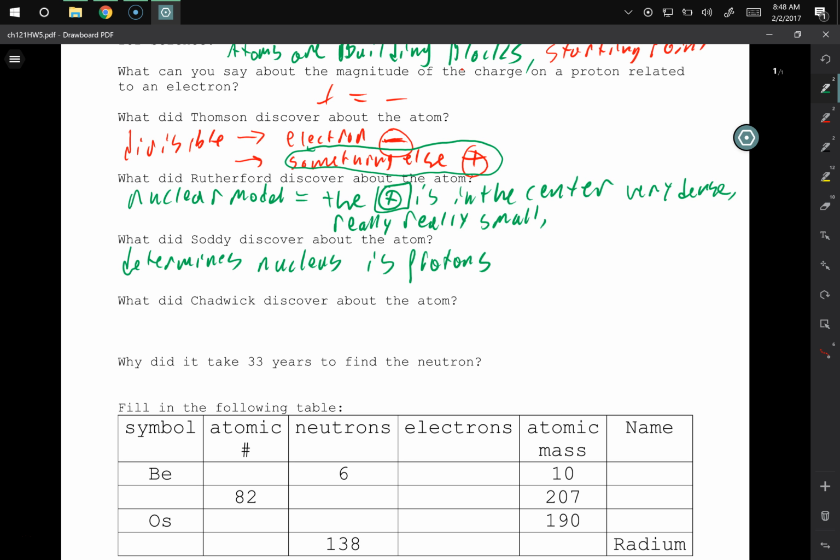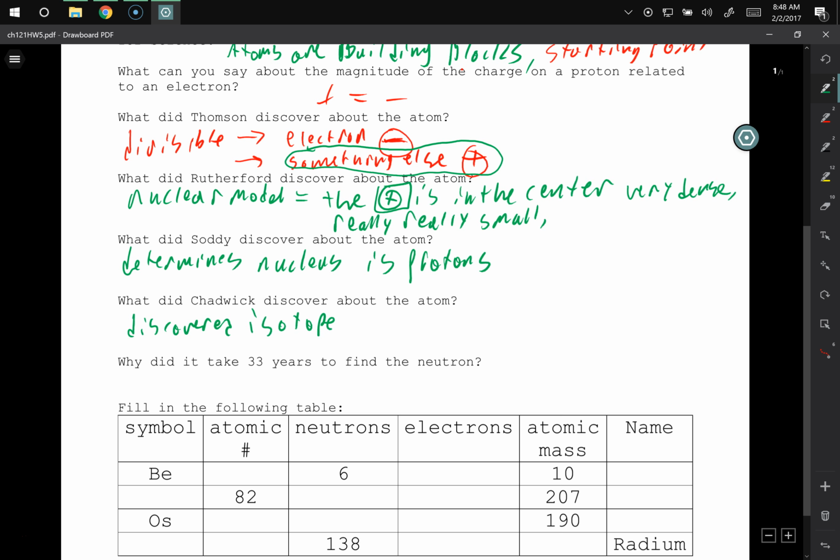And then what'd you say about Chadwick, Dana? No, you want to say it again? I did totally want you to say it again. Discovered isotopes, same elements of different masses. Discovered isotopes, which really means he discovered the neutron. So they're going to have the same number of protons and different numbers of neutrons.